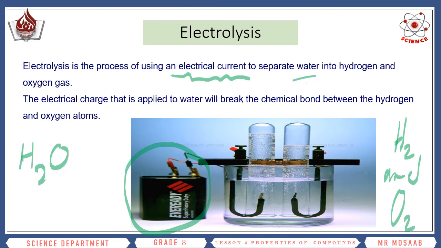So in the chemical reaction in the last slide, we combined hydrogen and oxygen to form a new compound called water. In electrolysis, we reverse this reaction. We will reverse it to turn the water compound into its elements, hydrogen and oxygen. The electrical charge that is applied to water will break the chemical bond between the hydrogen and oxygen atoms.